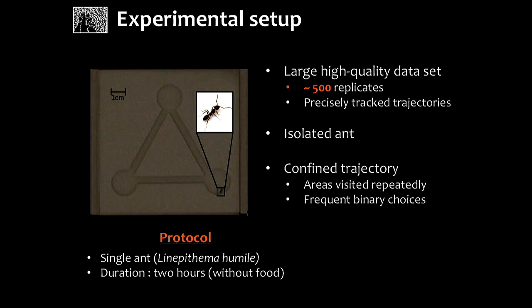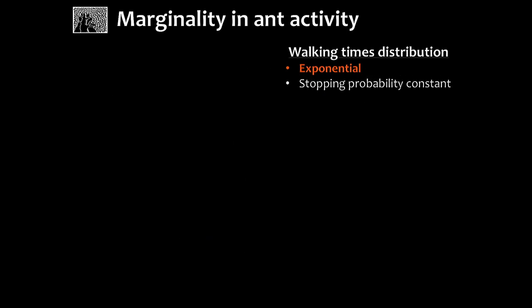So it's the behavior of an isolated ant, like I said, and what is interesting is that the trajectory is confined. So the ant is visiting repeatedly the same areas and also is facing frequently a binary choice when it is leaving the chamber. So all of that will help to address the question I have asked previously. And so I will present two experimental results, and these results provide marginality.